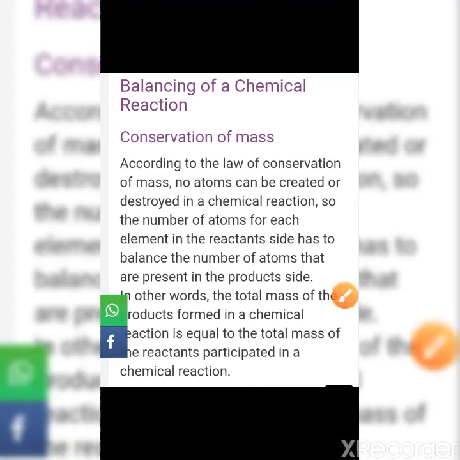Good morning, everyone. Today we will study the balancing of chemical reactions. This is part 2 of the first chapter, chemical reactions and equations. In this topic, first of all, we will understand what the conservation of mass is.